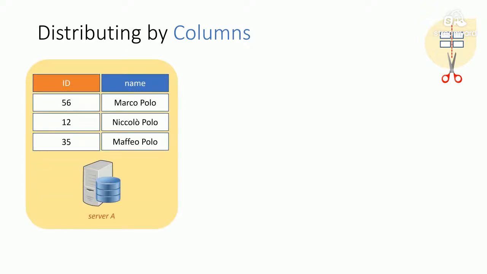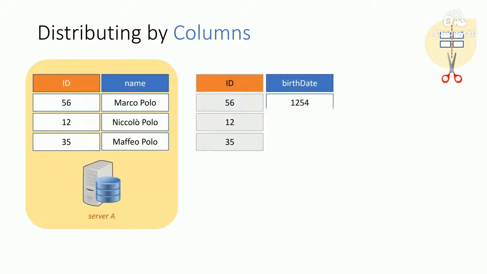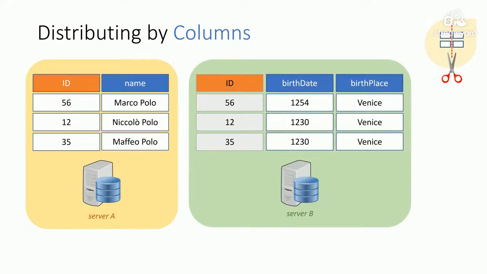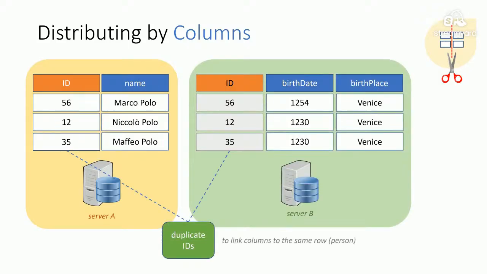Inversely, we can distribute our table by columns. In this case, each server has a certain number of columns. So server A maybe contains ID and name, while server B, birth date and place. This implies that both servers must have their own copy of the identifier column so that we can refer columns in different servers to the same row. So here Marco's identifier is 56, and it must be present in both rows, both in A and in B. This is what joins data about Marco together from different servers. And so here we are sharing identifiers.